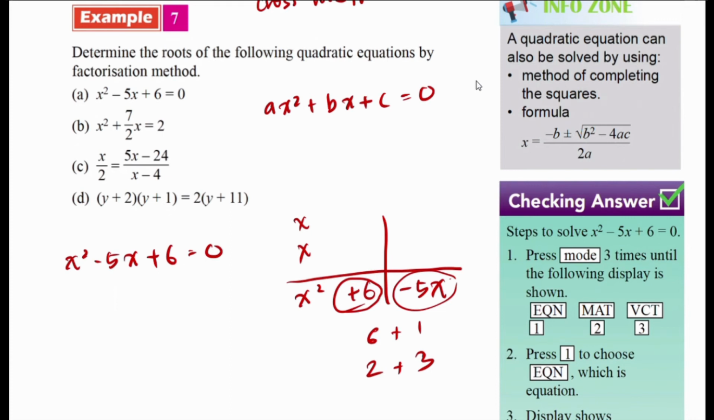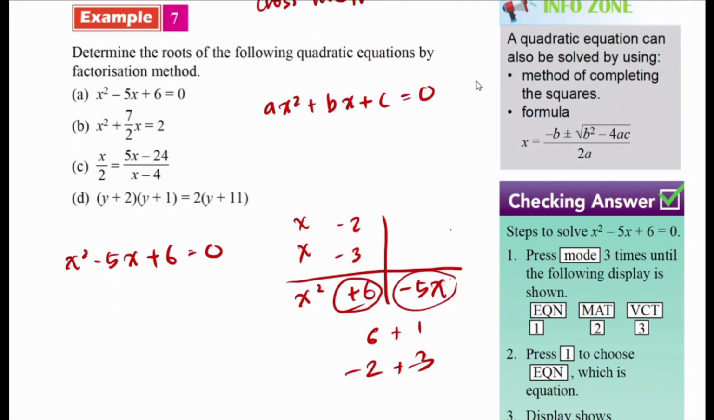Okay, let's check 2 and 3. For positive 6, the factors are either positive 2 and positive 3, or negative 2 and negative 3, right? So if we want to get negative 5x, it is negative 2 and negative 3.